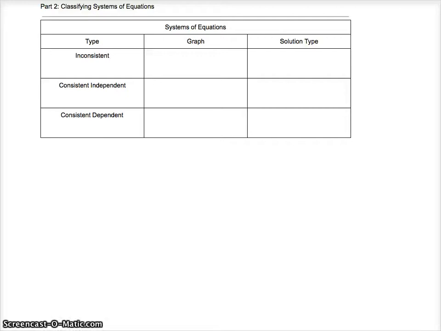Hello all, welcome to part two. We're going to be classifying systems of equations. And when we have systems of equations, we have three different types. We have inconsistent, consistent independent, and consistent dependent.